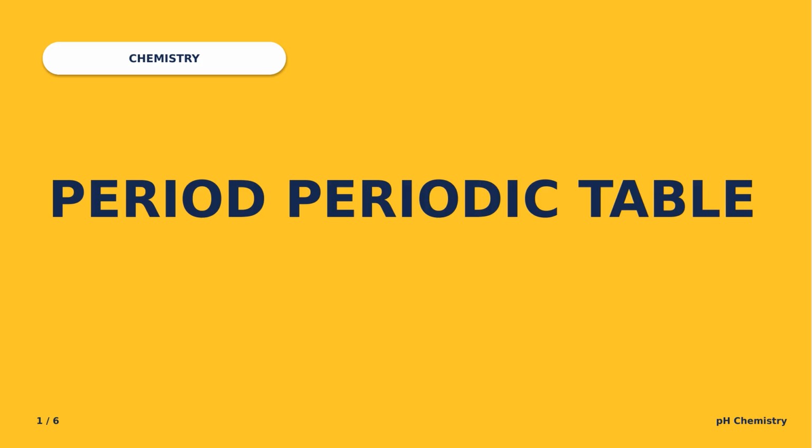Today's explainer is periods, the rows of the periodic table. By the end of this video, you'll know what changes across a period, what stays the same, and the trends you can use to predict behavior.